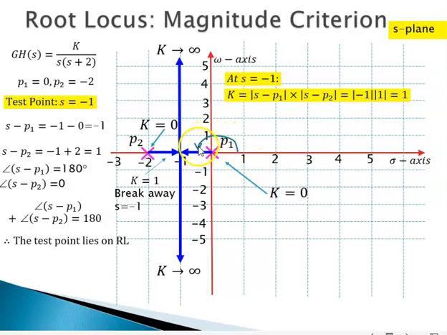This whole angle is 180 degrees. S minus p2 is a vector going from p2 to s, so this angle is 0. So the angle of s minus p1 plus the angle of s minus p2 is 180 degrees. Because it is 180 degrees, this point is lying on the root locus, which we clearly see. At this point, if you want to find the gain k, you apply the magnitude criterion, that is, the magnitude of s minus p1 into s minus p2 is 1. So k is equal to 1.